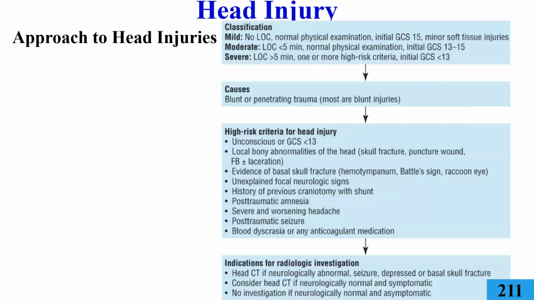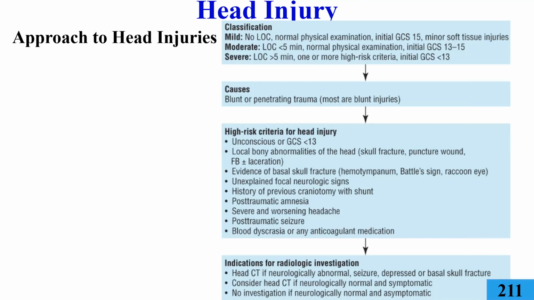Head injury, the approach to head injury, is very important to manage. Is it mild? Is it moderate? Is it severe? The classification and the management are based on that. So mild is when there is no loss of consciousness, and the Glasgow Coma Scale is 15. Moderate is loss of consciousness for less than 5 minutes, and the Glasgow Coma Scale between 13 and 15, and severe is when loss of consciousness is more than 5 minutes, and the Glasgow Coma Scale is less than 13.